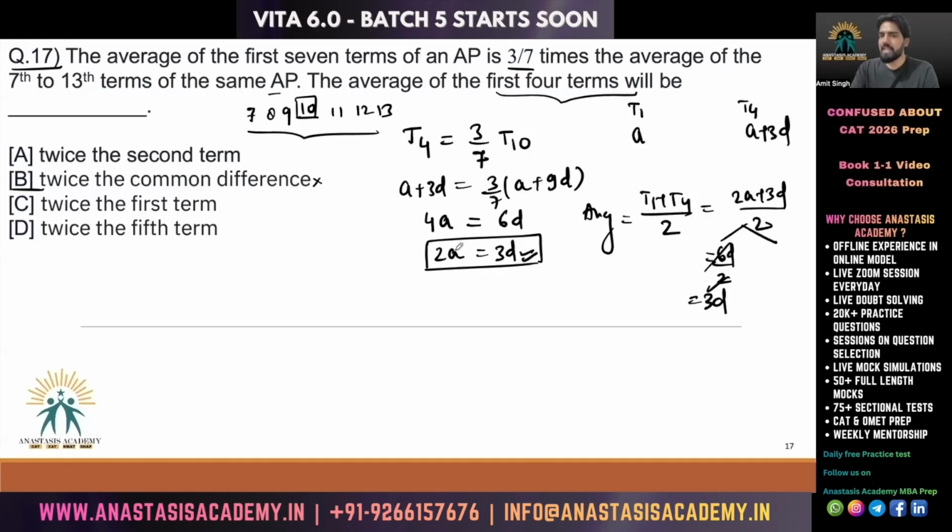Let me just replace 3D with 2A. So I'm left with 4A by 2. So this average would be 2A, that is twice the first term. So option C has to be the correct answer.